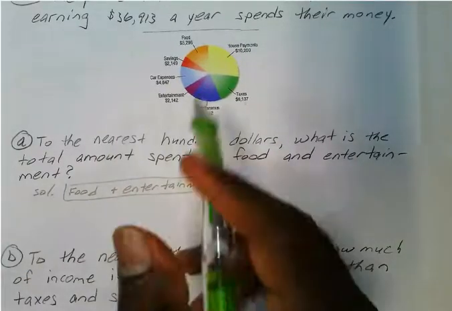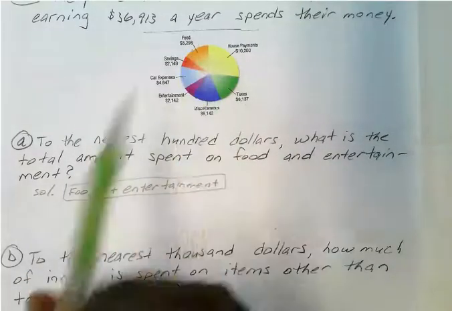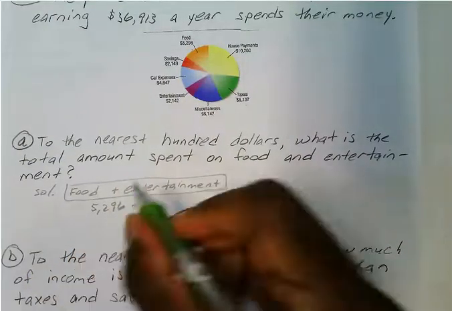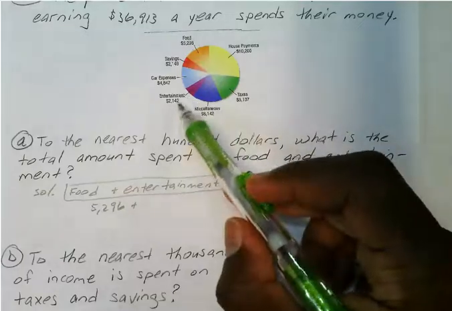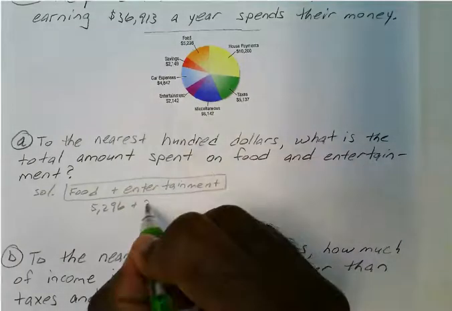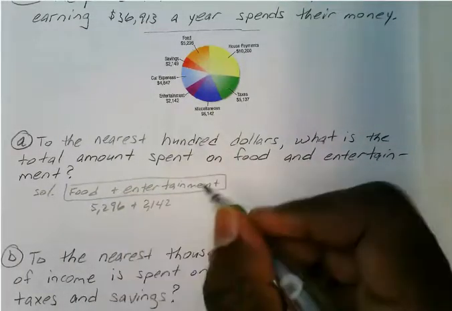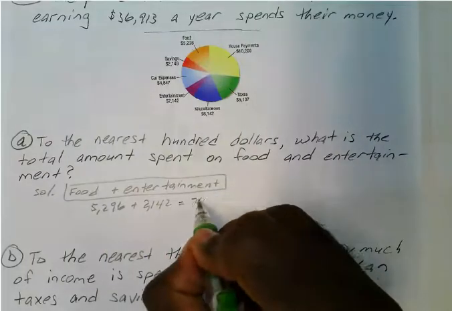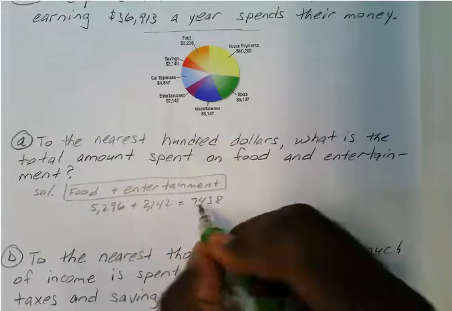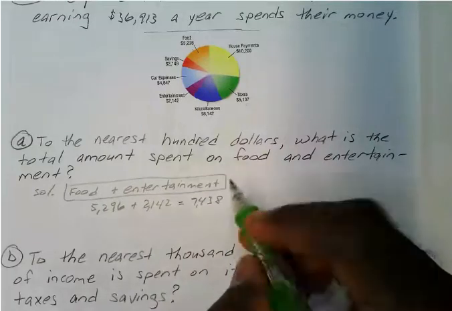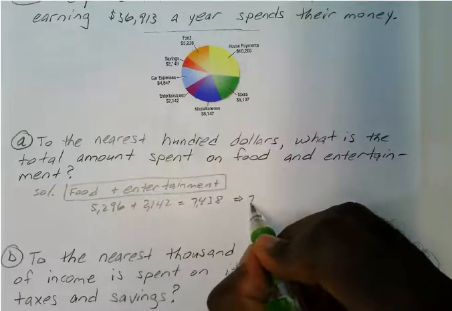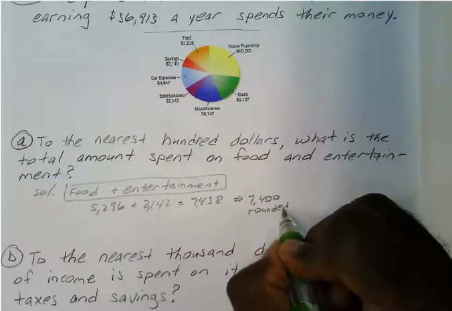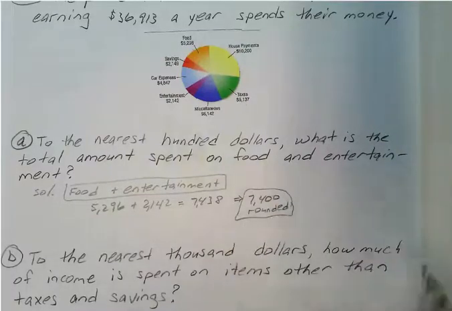Okay, so your food's $5,296 plus your entertainment, just $2,142. Okay, you add those two together, you get $7,438, but they want it rounded to the nearest 100, so that would give you $7,400 for your rounded answer.